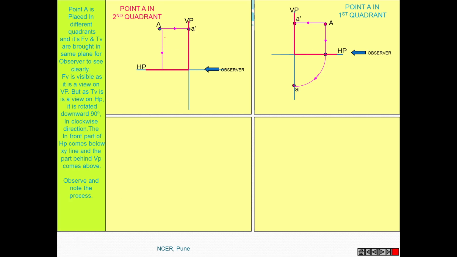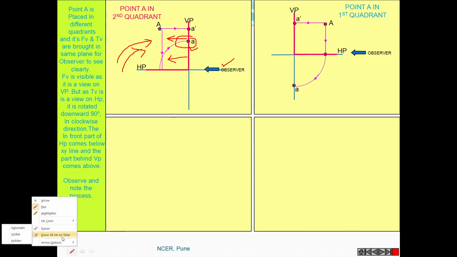Now for the top view of the point, the point is behind the VP. So here the observer is here, the plane is here, and the point is behind the vertical plane. So its projection is on the horizontal plane, and after rotation of the horizontal plane in clockwise direction, you will get the top view of point A. The top view of point A is above the XY line.